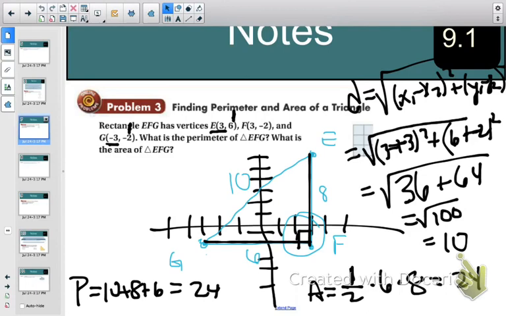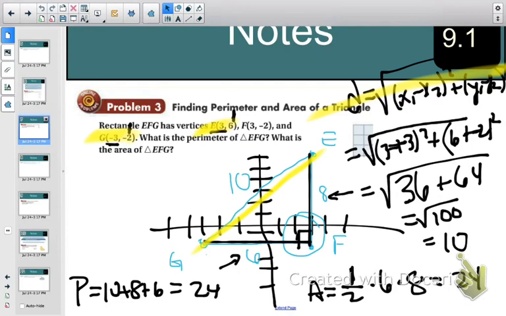If you didn't catch any of that, I found 8 and 6 here and here, just by counting because they're vertical and horizontal. The 10 I found by doing the distance formula, which is this. So I used my points E and G, since I was looking for the distance between E and G there. So I did x1 minus x2 squared plus y1 minus y2 squared. Came out to be square root of 100, which is 10. So I have 8, 6, and 10.